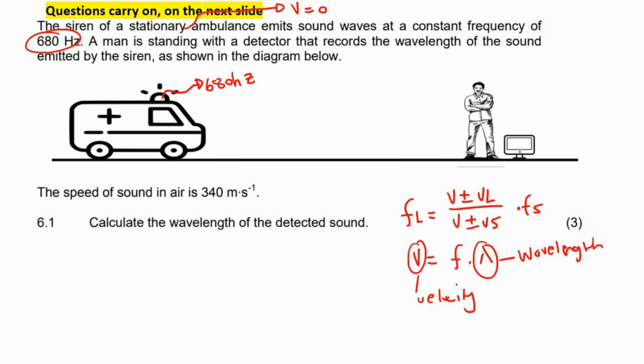It says calculate the wavelength of the sound. So when we use this formula, we're going to use the sound. We're not talking about the ambulance, so you're not going to put a 0 there. How fast does the sound move? They tell us the sound in air is 340. The frequency of that sound is 680, and we're trying to calculate wavelength. Now 340 over 680 gives us 0.5 meters. So that is the wavelength of that sound.